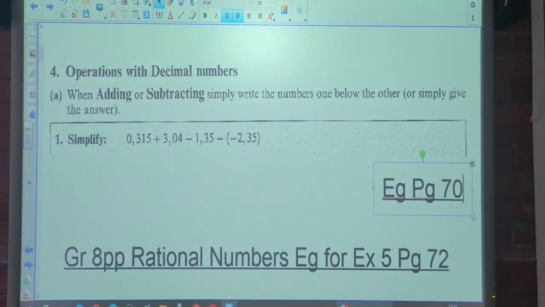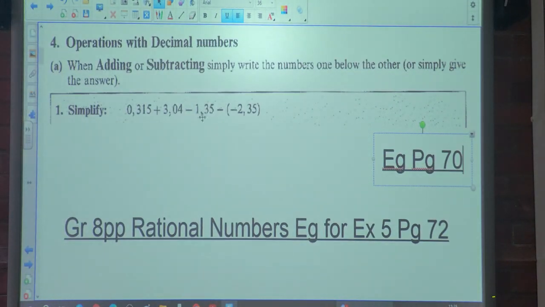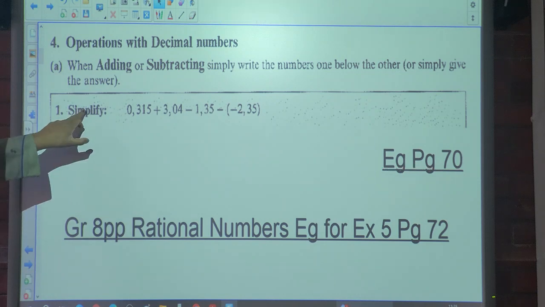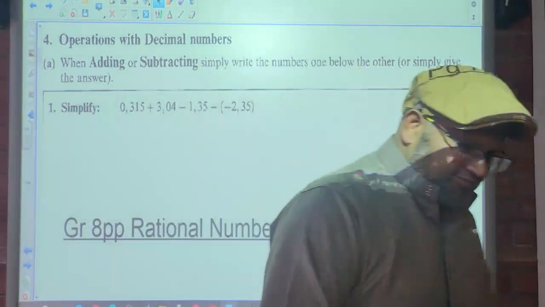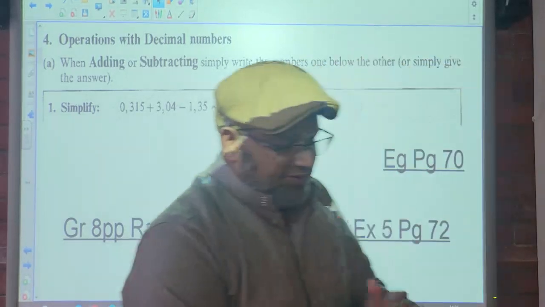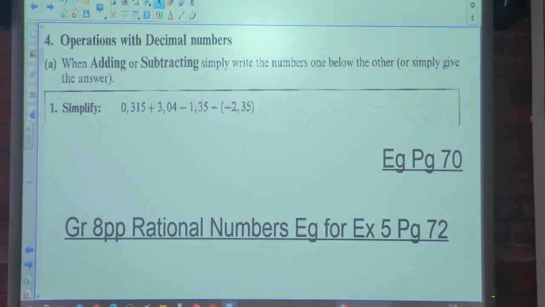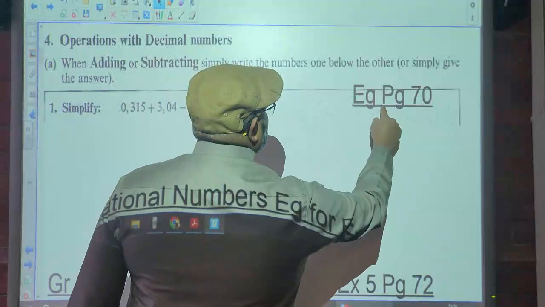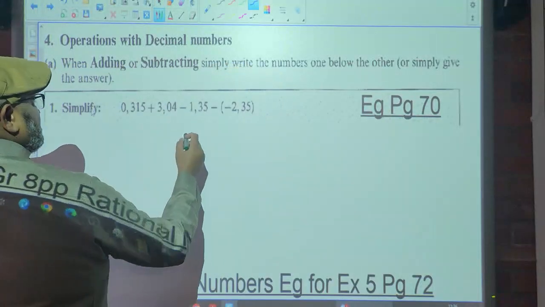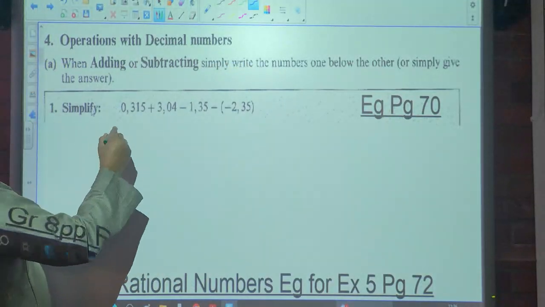So people, operations with decimal numbers. Firstly, when adding or subtracting, simply write the numbers one below the other, or simply give the answer if it's simple enough. If you can see the answer, we just write that down. However, this one here requires some calculation.